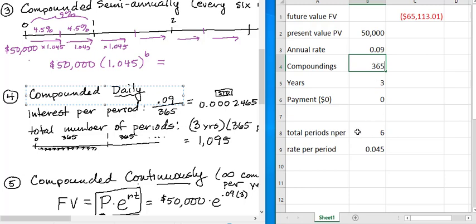compoundings per year, these other 2 cells were built on that cell, so it should automatically update my total periods and my rate, which it did. There's the 1,095 and my interest rate, which looks like it's rounded, but it's not. Excel is going to keep all of those digits in there. And it updated my future value also.